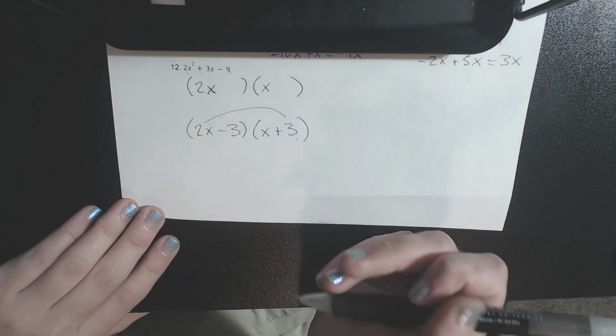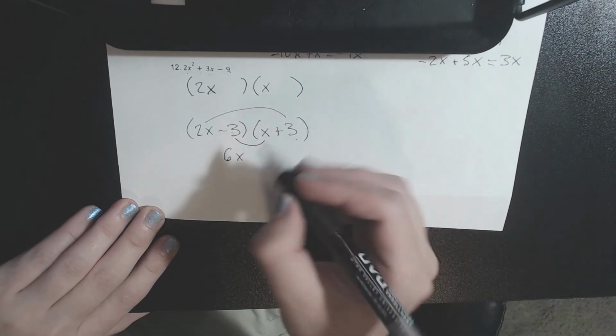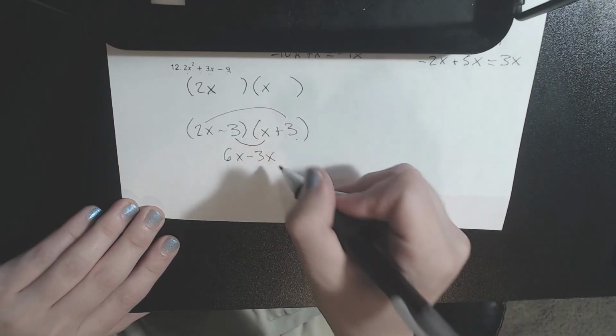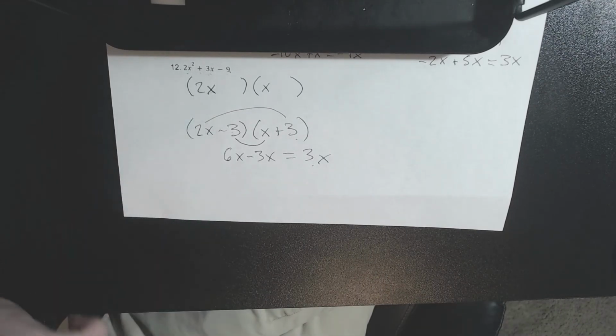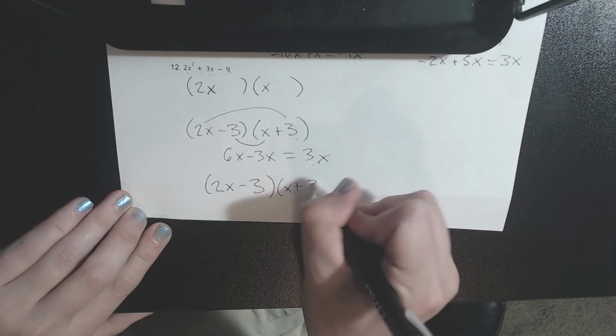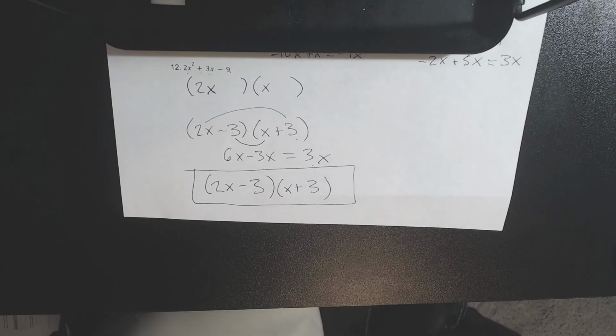So 2x times 3 gives you 6x, and then negative 3 times x is negative 3x, so this gives us 3x. Oh wow, we found it. We wanted to have 3x in the middle, and we get it with this one, right? So our factored form would be 2x minus 3 and x plus 3. Now I got kind of lucky there and got it on the first try, right? But sometimes you might have to try several things to make it work. Okay, but that's kind of our process there.